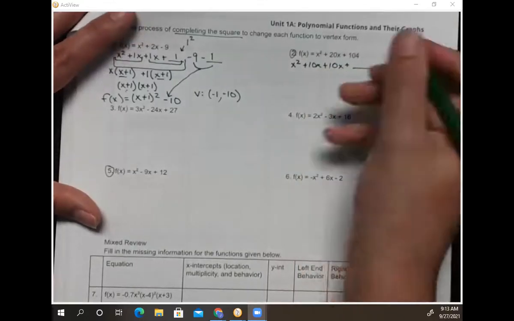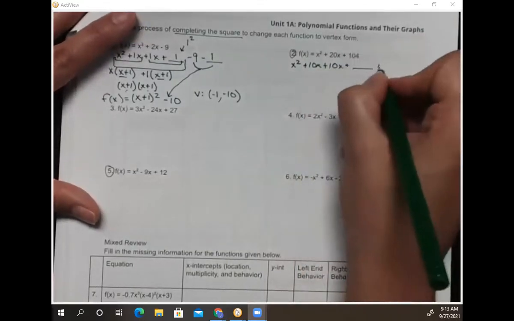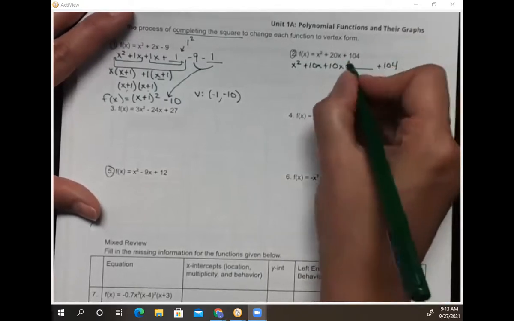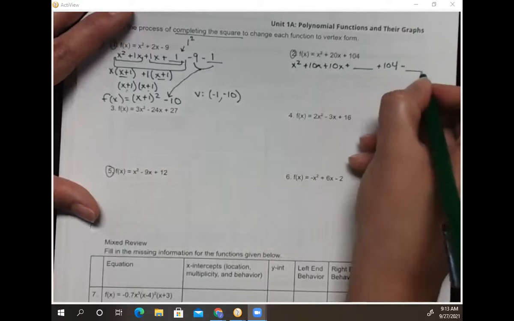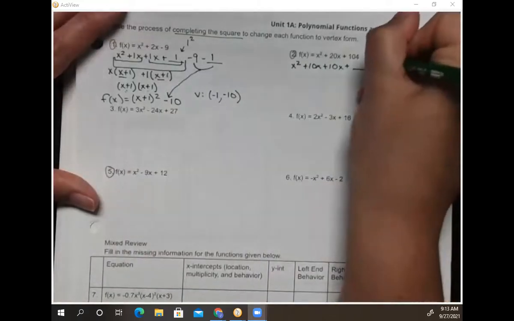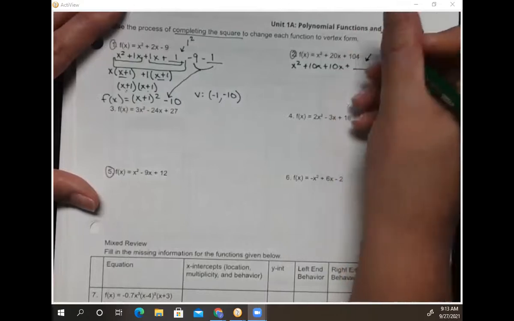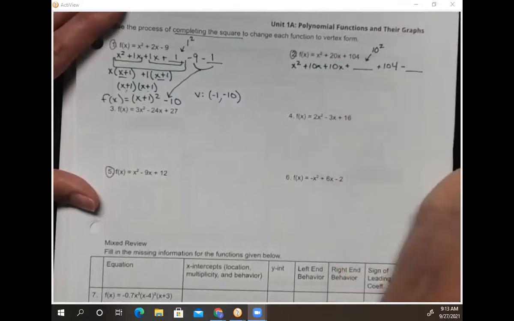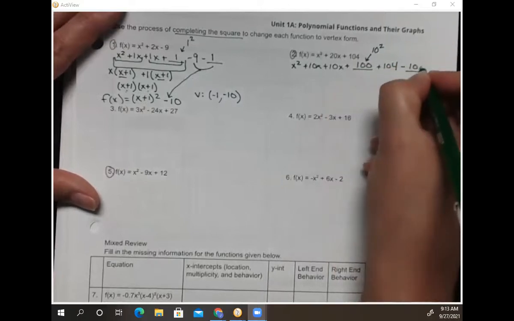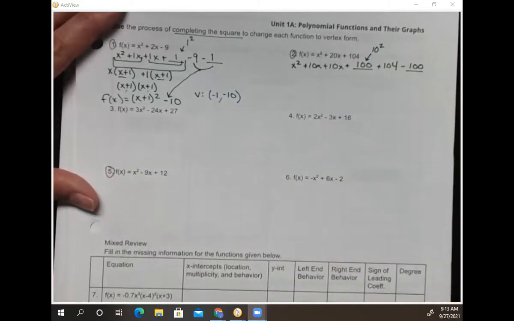I'm going to have a new C. Here's my current C, 104. Just going to stick that at the end. And then whatever I add here, I'll be subtracting at the end. So now I've got this set up, so I just need to fill in the blanks. I'm going to fill in the blank with my cut in half number squared. 10 squared is 100. I'm going to put 100 in both the blanks.